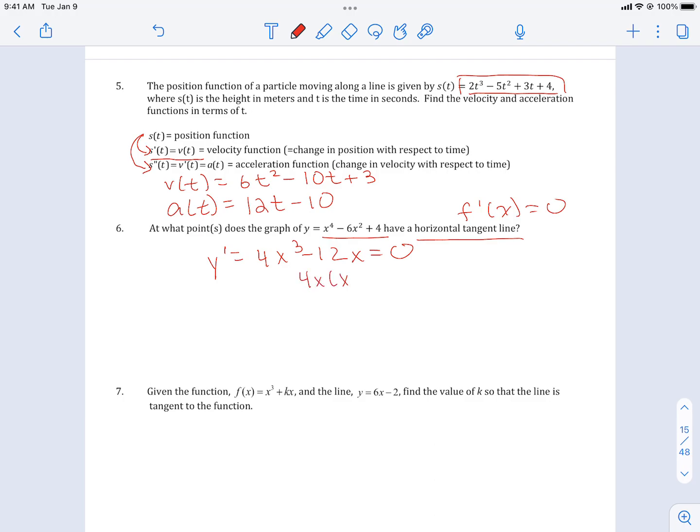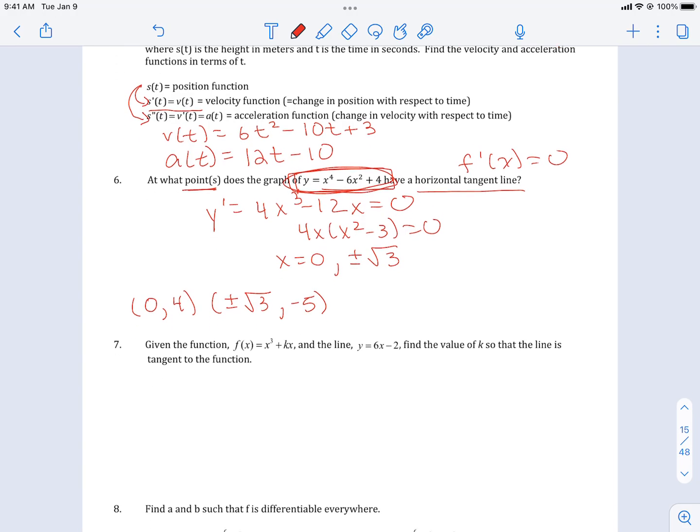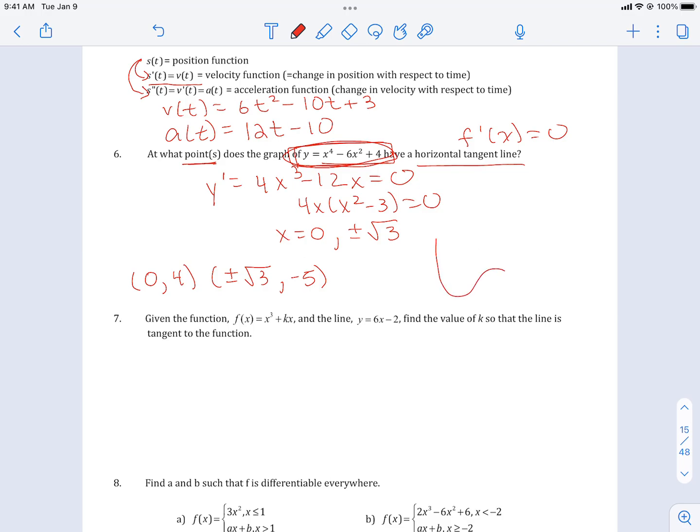So I can factor it. And all the x values where this is going to be 0 is 0 or plus or minus square root of 3. Now notice it does ask for the points, so we want the x and the y value. So at 0, I'm going to plug it back into the original to find the matching y value. And if I do that, I get 4. And I could do the same thing with plus or minus square root of 3 into the original right here. And you're going to get the same y value of negative 5 here. So there are 3 points on this graph, and it looks something like this, where you would have a horizontal tangent line.